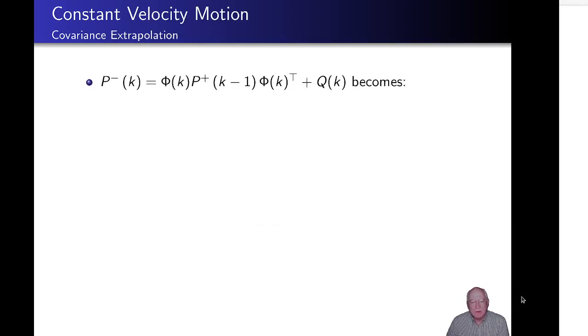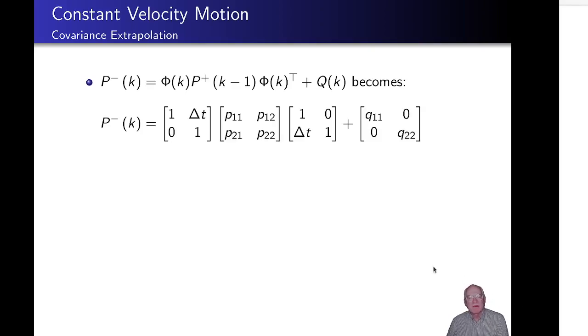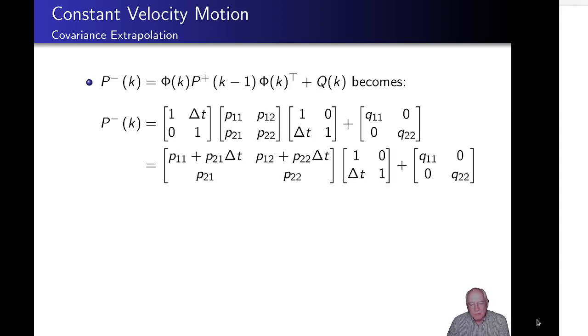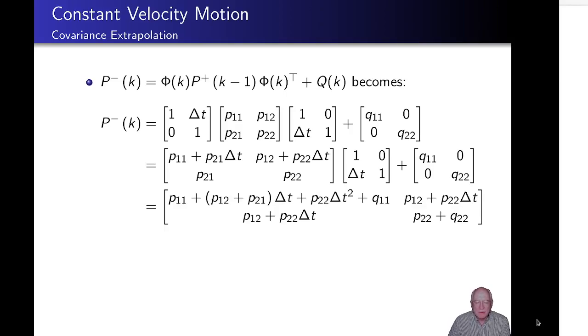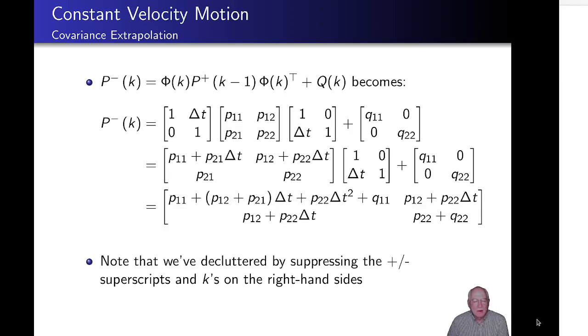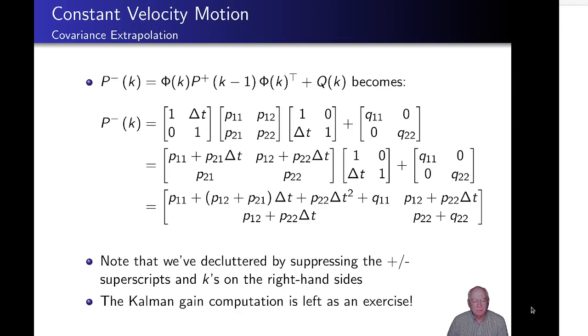Here's the covariance extrapolation equation. We have to pre and post multiply by phi and phi transpose, so you see that going on here, and then add in the process noise. When you do the matrix math, you come out with something that looks like this. We've decluttered the right-hand side by not using the k-1s and the plus and minuses that might be there, so keep that in mind. The Kalman gain computation is left as an exercise for you.